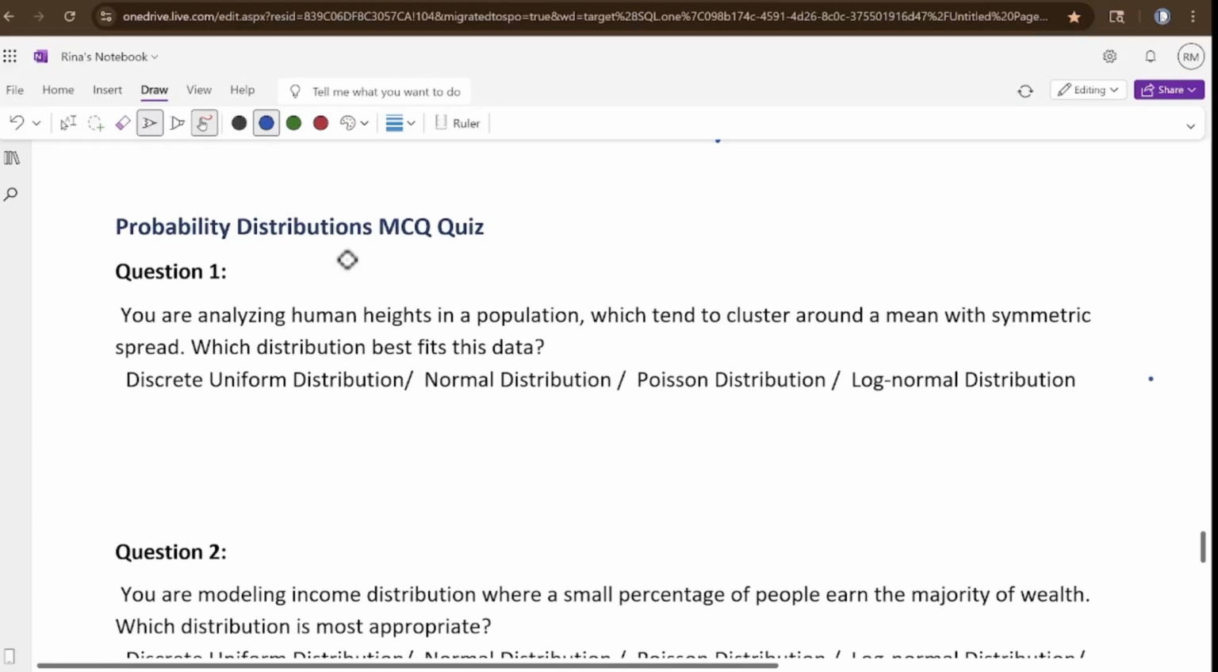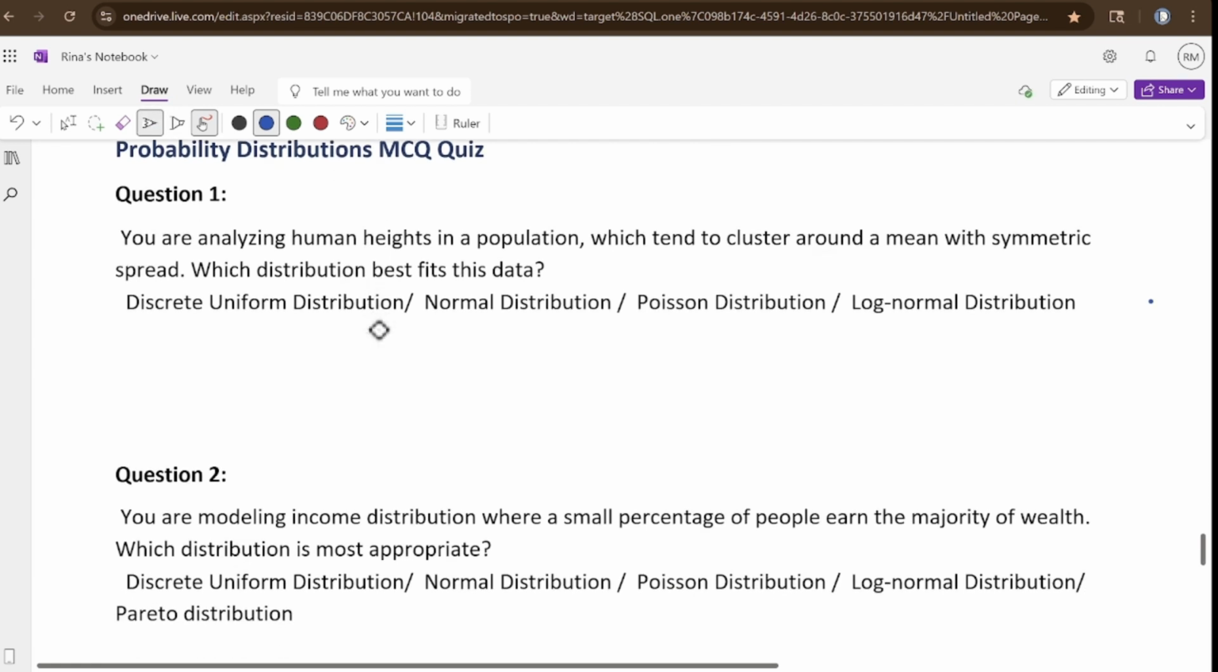So let's do some questions from probability distributions. Okay, first question. You are analyzing human heights in a population which tend to cluster around the mean with a symmetric spread. Which distribution best fits the data?